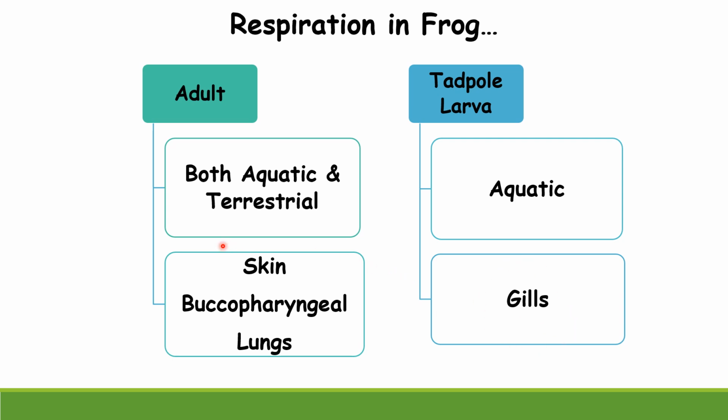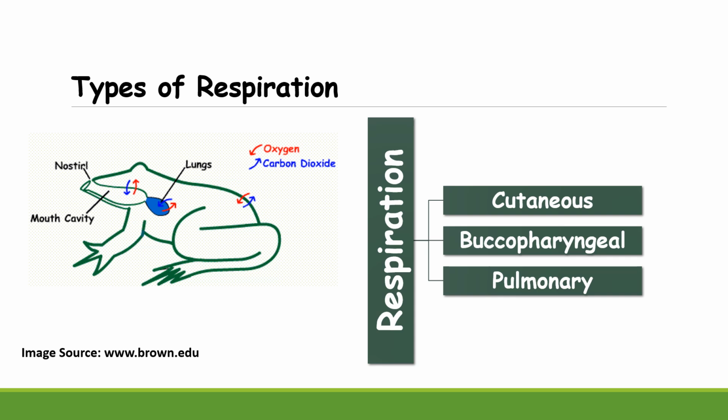The adults, which live in both aquatic and terrestrial habitats, respire with the help of three different types of respiratory organs: through the skin, through buccopharyngeal respiration, that is the buccal cavity, and through the lungs as well. Now, the types of respiration we can see in frog fall into three different categories.